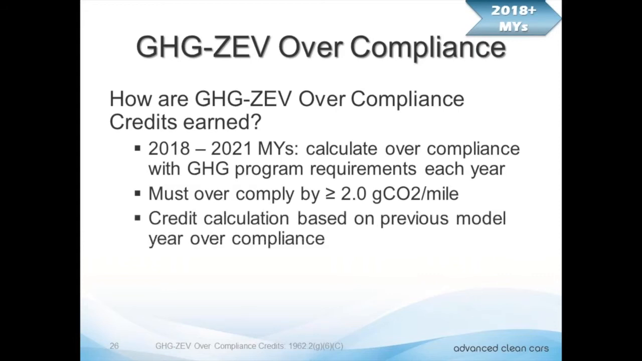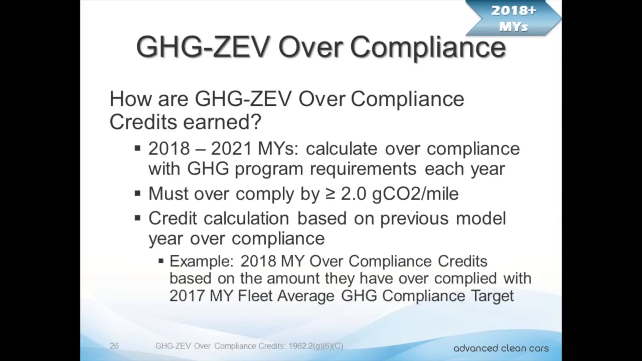The credit calculation is based on the amount that the manufacturer has overcomplied with the previous model year's requirements. In other words, in order to calculate a manufacturer's 2018 overcompliance credits, a manufacturer would use its 2017 model year compliance data. Let's take a look at how these credits are calculated.